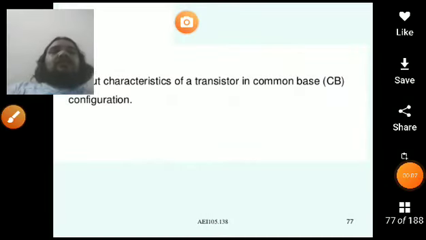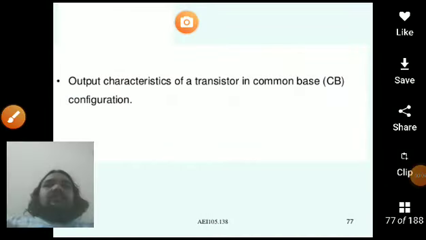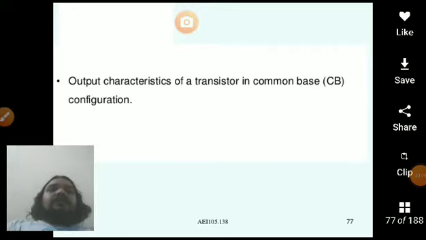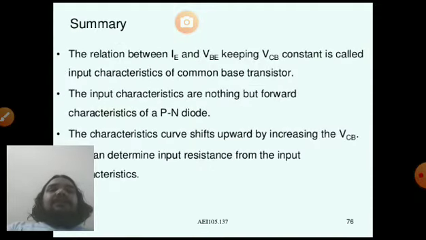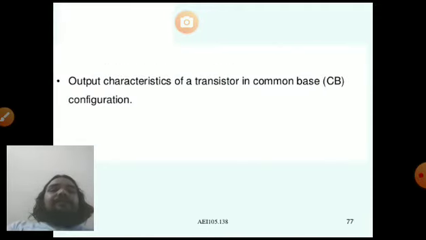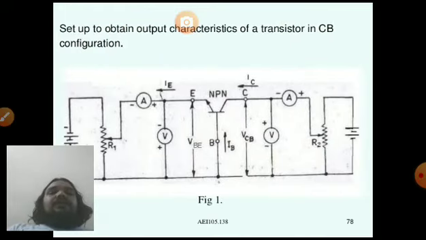Today's discussion topic is the output characteristics of a transistor in common base configuration. This is a set of obtained output characteristics of a transistor in common base configurations.